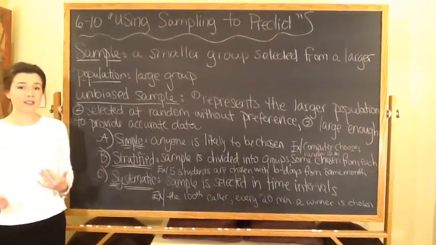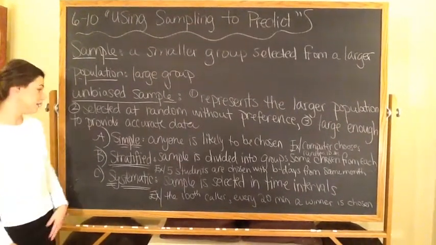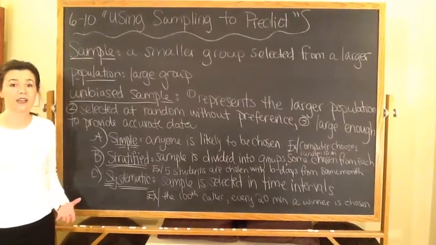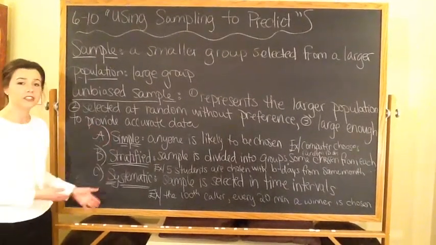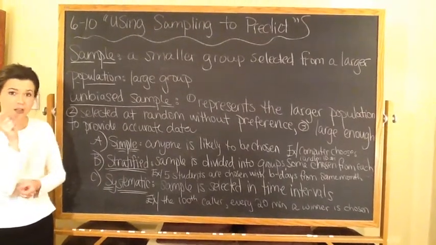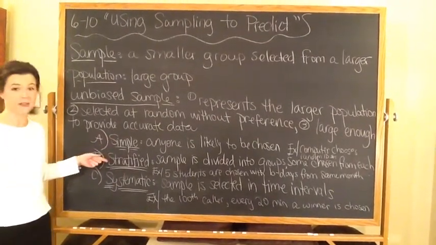Now in this lesson you're going to have to be able to tell me, is it simple, is it systematic? You're going to have to be able to tell me those things. So we need to make sure to know these definitions pretty well, because you're going to have to really pick out just one little key word that lets you know that it's this one instead of this one.